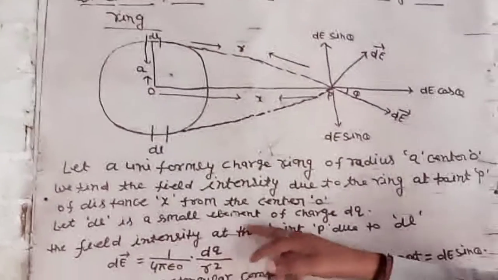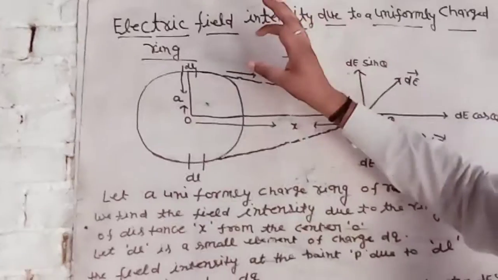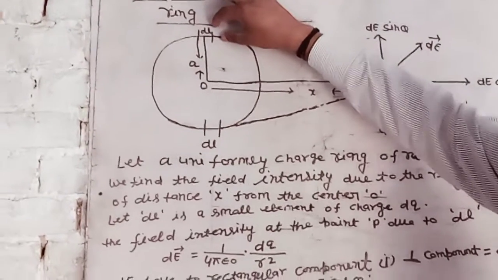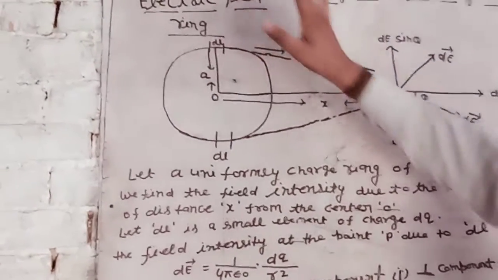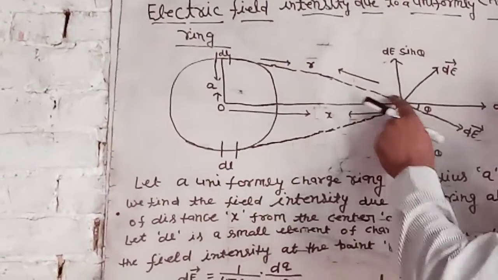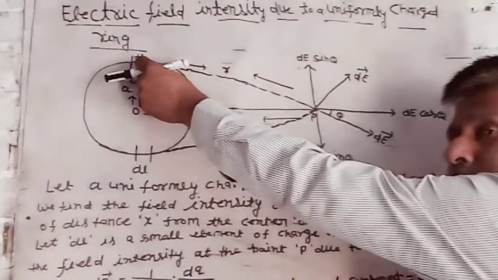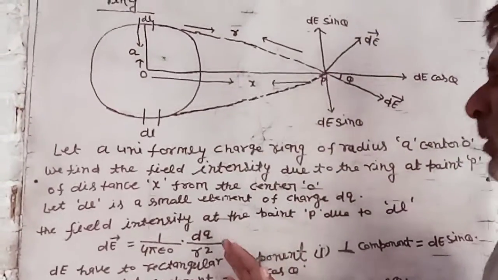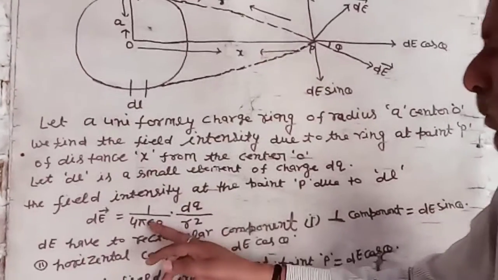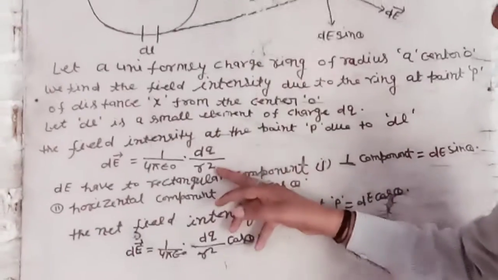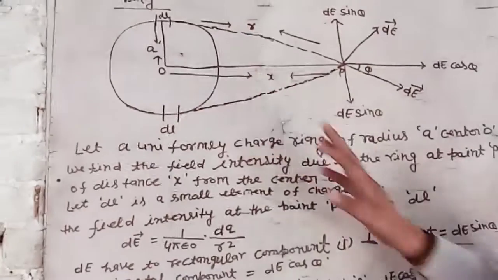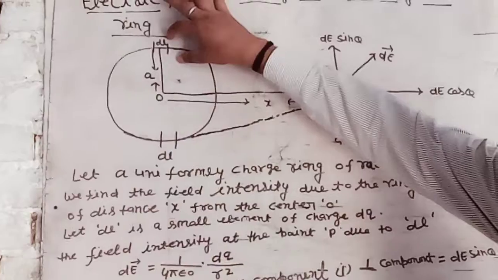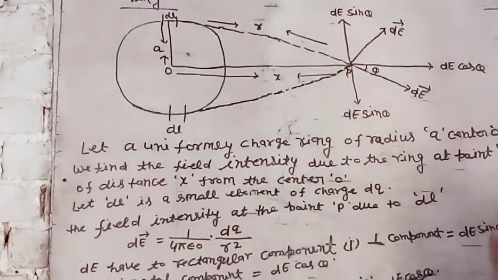Let dl be a small element of charge dq. First, we take a small element of the ring of length dl and charge dq, and calculate the electric field intensity due to the element at the point P. According to Coulomb's law, vector dE is equal to 1 upon 4 pi epsilon 0 dq upon r square, where dE is the electric field intensity at the point P due to the element, making an angle theta.